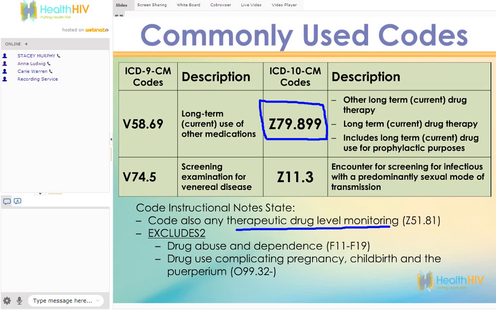And here's an Excludes 1 note. We said in our Series 3 that the excludes note means that you would report these codes if they apply. So, for example, if you're treating a patient that's pregnant and they're on any meds and you're monitoring those meds, you now have 3 codes that you need to report. You would report your Z79.899. You would report the Z51.81, and you would also report the code that describes the pregnant patient, O as in Oscar, 99.32. There's a 6th digit, that's why there's a dash.